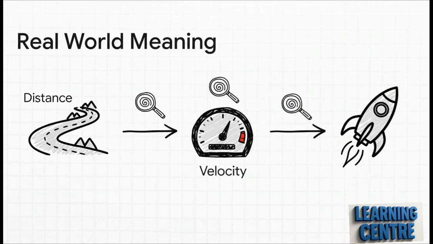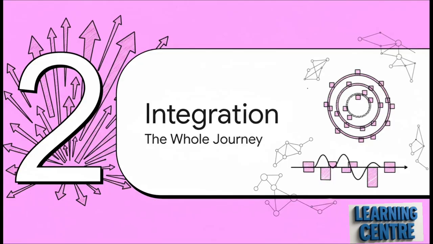And this isn't just some abstract math game. This is the actual physics of motion. If you have an equation that describes where an object is over time, differentiating it gives you its velocity. And if you differentiate that velocity function, bam, you get its acceleration. It's like a direct chain of command for describing how things move. Okay, so we've zoomed way in with differentiation. Now, it's time to zoom out.